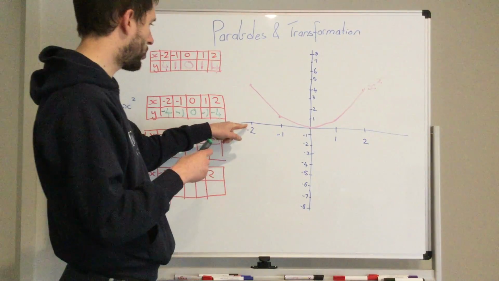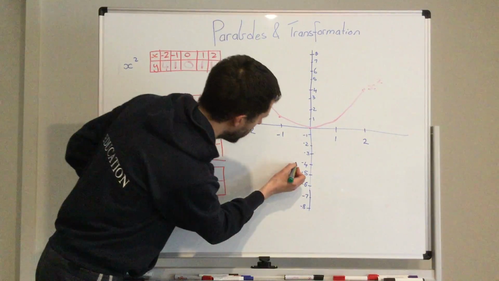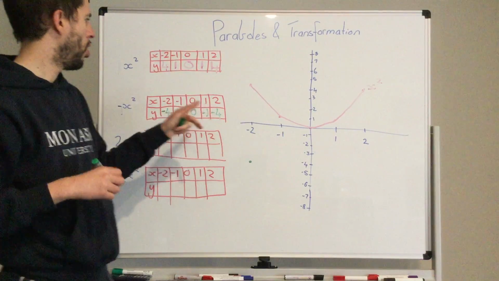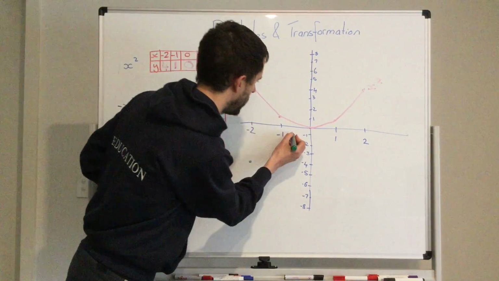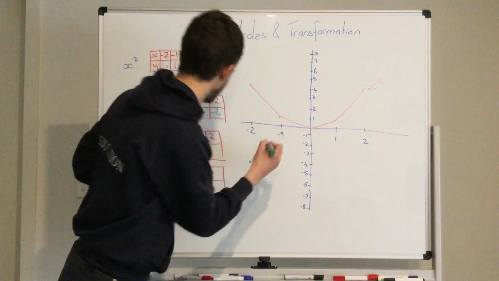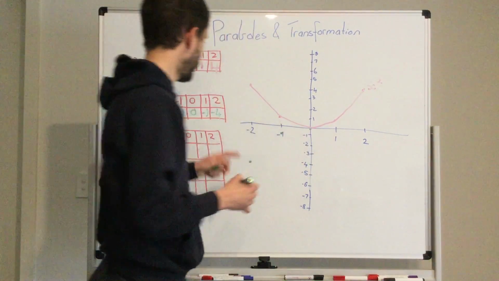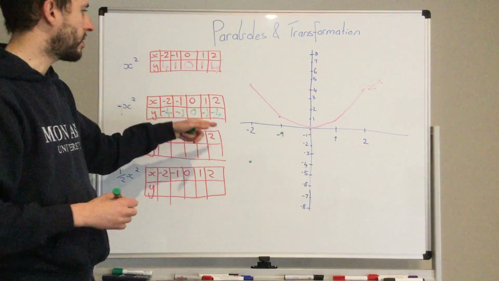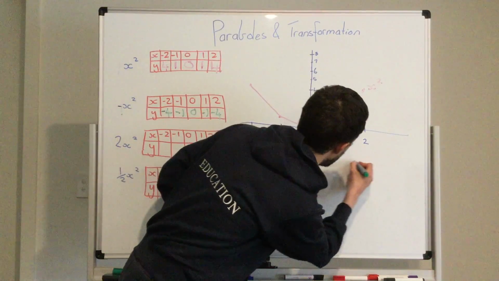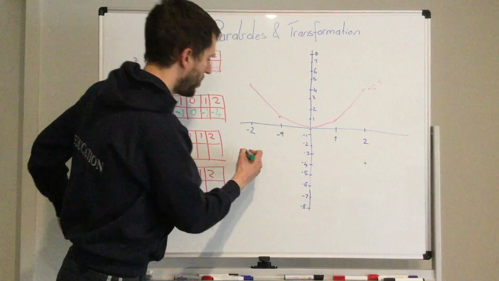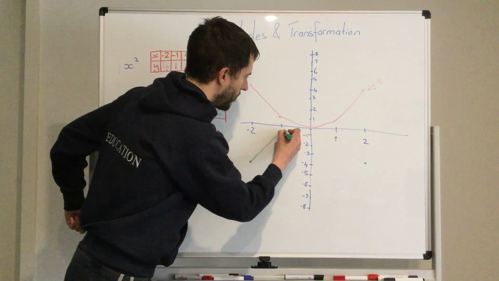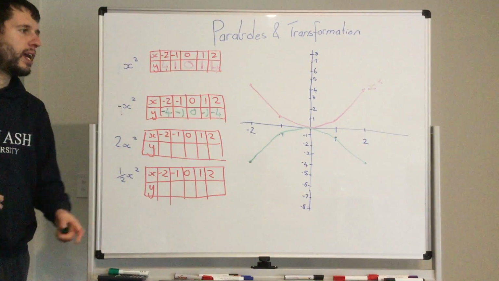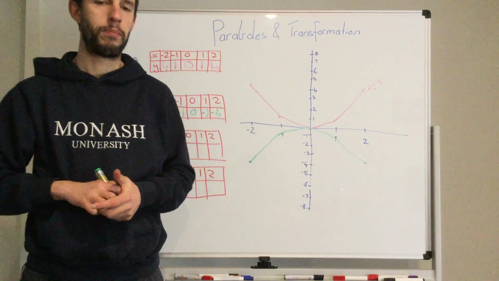When x is negative 2, y is negative 4. When x is negative 1, y is negative 1. Then it's 0, 0. Right in that point there. When x is 1, y is negative 1. And when x is 2, y is negative 4. There we go. And then we draw our line. So we can see that just because of the negative as A, it has changed to a max.